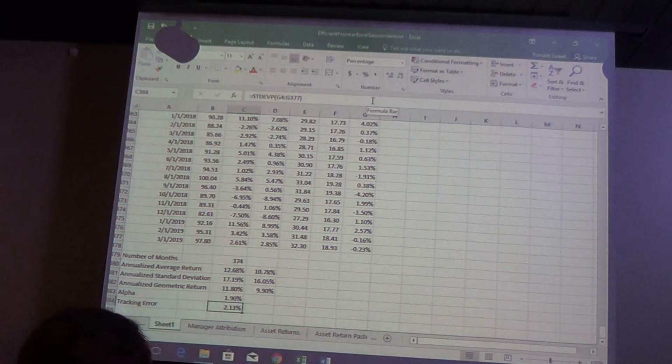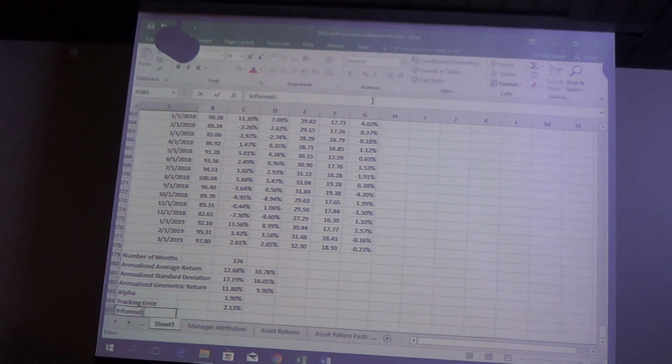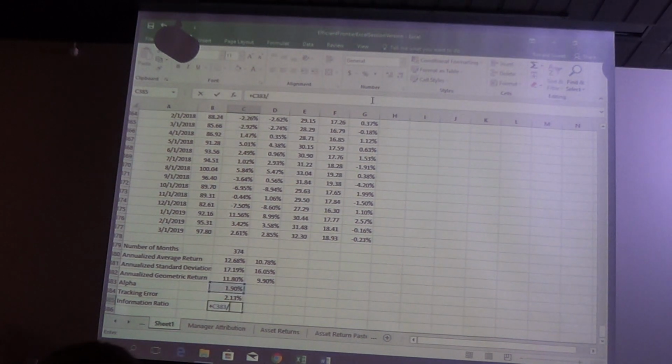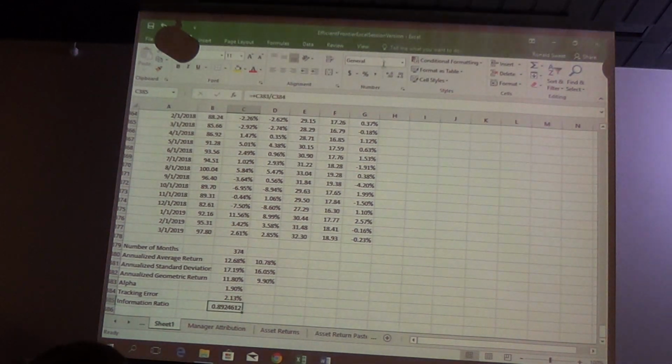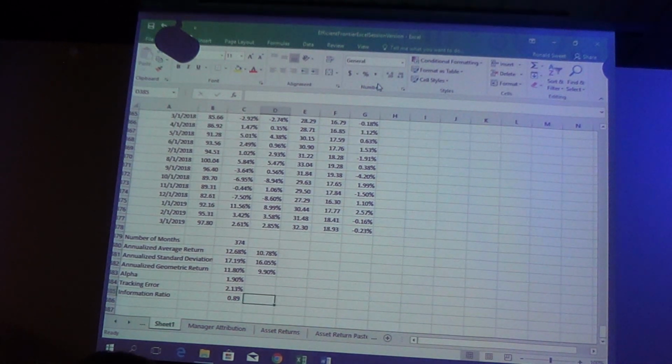Information ratio is kind of strange when we do information ratio. The information ratio is the alpha divided by the tracking error. However, the alpha is annualized, but the tracking error is not annualized. All right? I don't know why that's the case mathematically, there may be some reason for that. So there's our information ratio. 0.89 is pretty good. Above 1 is very strong, but 0.89 is a very good information ratio.